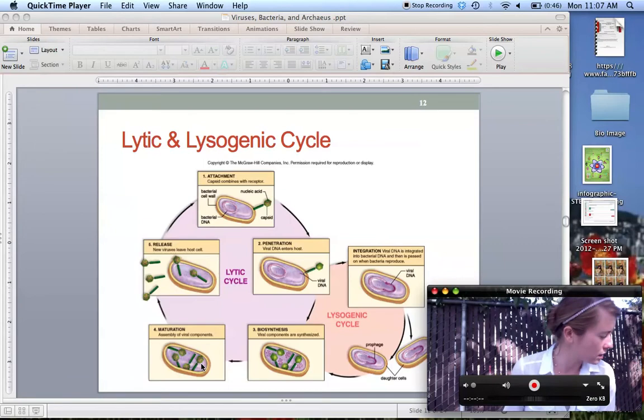And this is what causes, so you guys know strep throat. If you have strep throat, you are infected with bacteria that causes strep throat. If that bacteria, the strep throat bacteria, is infected with a prophage, then if you get strep throat, you'll have scarlet fever. So it's much worse because you're infected with the bacteria and with the virus at the same time. So that's the difference between the lytic and the lysogenic cycle.